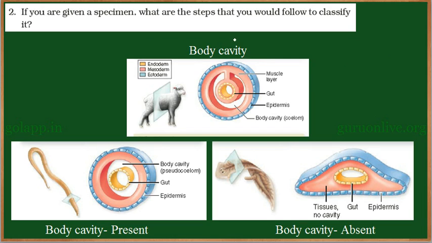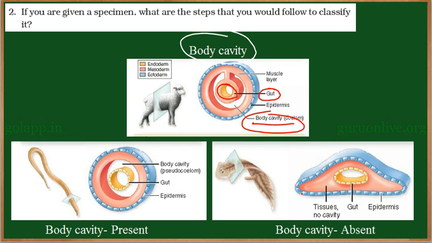And the next one is the presence of the body cavity. Now here we can see this represents the digestive system and this is the body wall. Between the digestive system and the body wall there is one cavity. So here you can see the cavity. The cavity present between the digestive system, the gut, and the body wall is called the body cavity or coelom. If this cavity is present, we call that organism a coelomate.